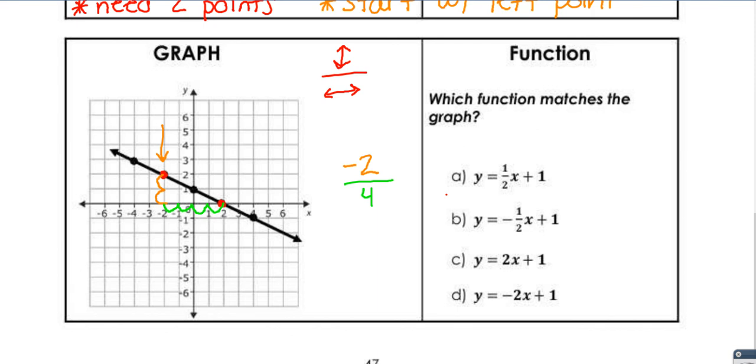Slope must always be written in simplest form. So if I simplify that, I end up with a negative 1/2.